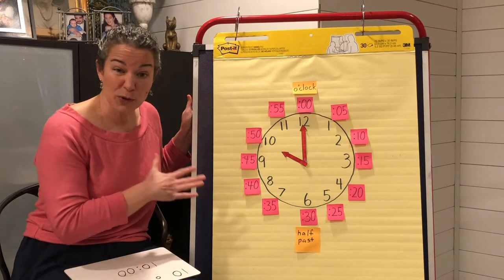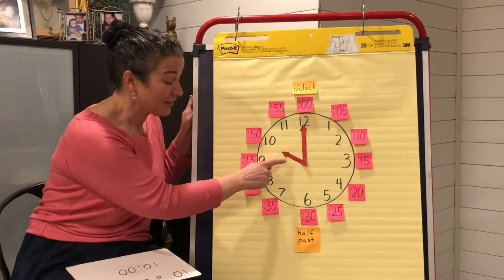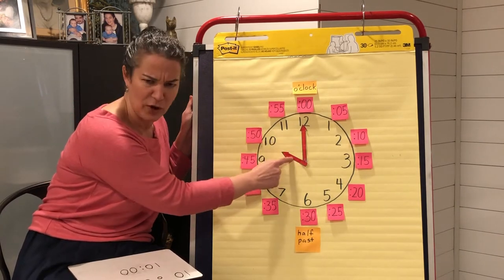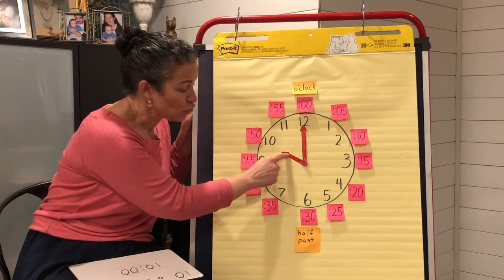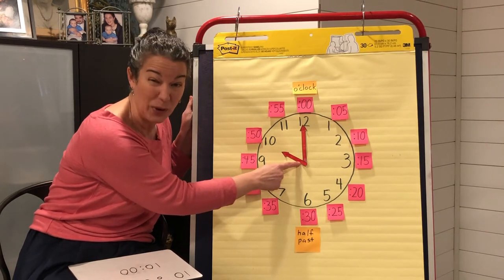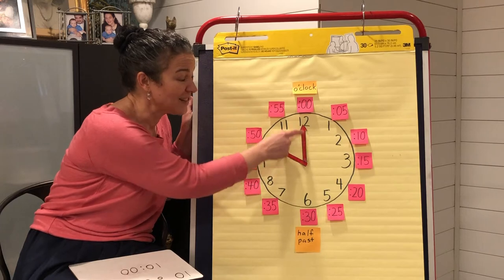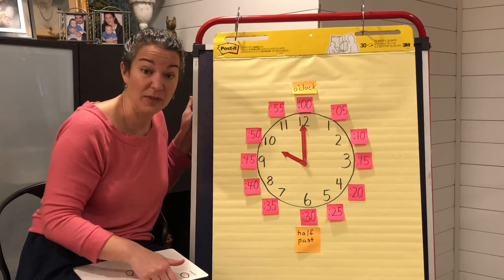Now, let's review parts of a clock. First thing, clocks have two hands. That's what we call them. We call them the hands of the clock. This short hand is the hour hand. It's going to point at the hour. This long hand is the minute hand. It's going to point at the minutes.